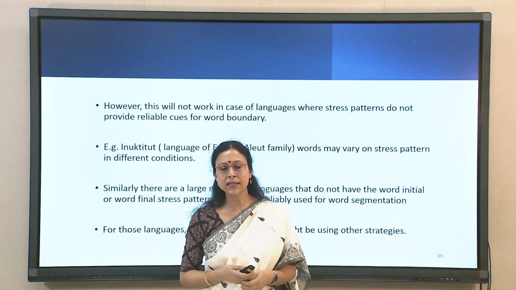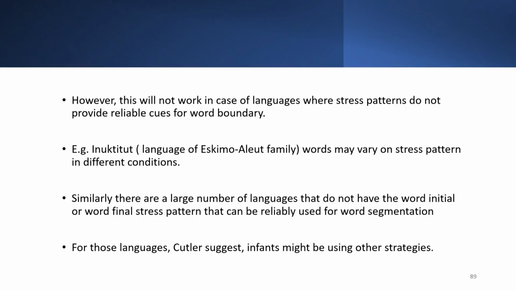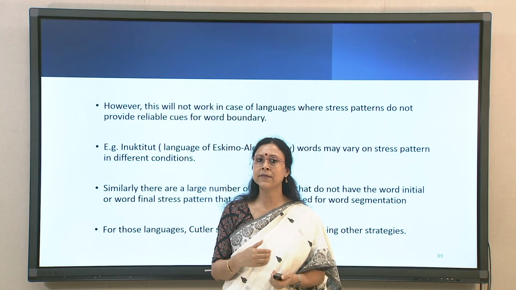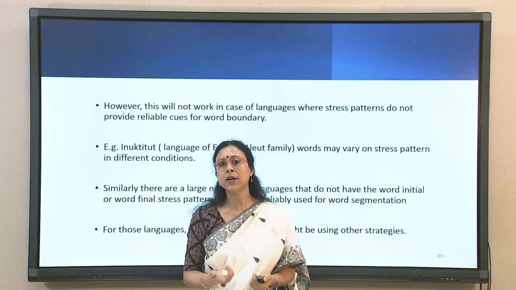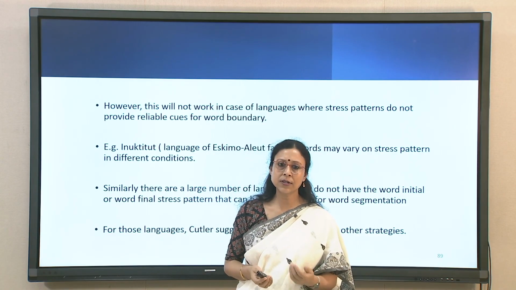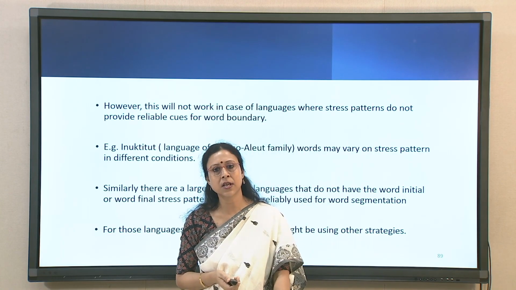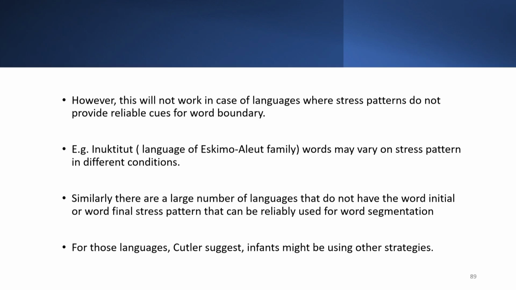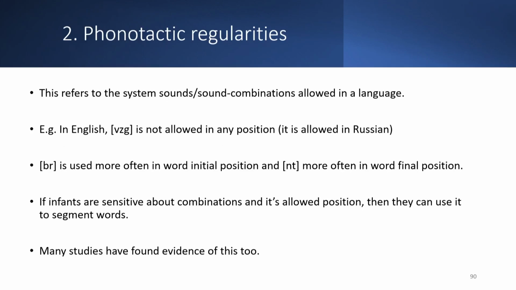Right. So, there is a large number of languages that do not have a word initial or word final stress pattern that can be used reliably for word segmentation, because languages differ across the world and each language has its own pattern. In some cases like English, stress pattern is a very reliable cue, in other languages it may not be a very reliable cue. Right. So, for those languages Cutler suggests infants might be using other strategies. Right. What other strategies are we talking about?